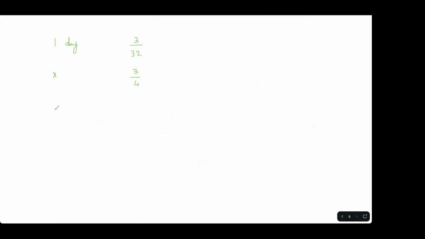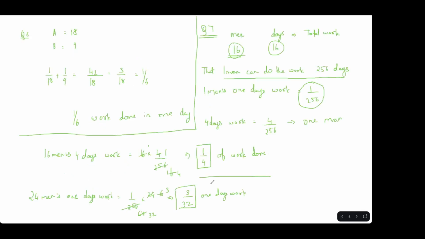तो क्रॉस मल्टीप्लाई करते हैं हम. 3/32 into x is equal to 3/4. Correct? So x is equal to 3 into 32 upon 4 into 3. 3 and 3 cancel. 4 into 1, 4 into 8. So the answer is 8 days. Now see, this is a very long process, okay? To do all these steps.